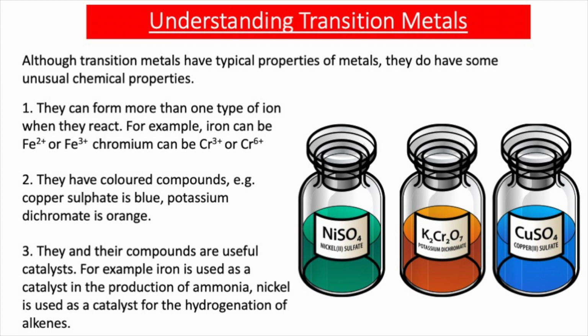So at GCSE, we want you to be aware that transition metals have typical metallic properties. They have high melting points, conduct electricity, conduct heat, are malleable, ductile, etc. But we also want you to be aware that transition metals have these special chemical properties. For example, their ability to form more than one type of ion, their ability to have coloured compounds, and the fact that transition metals are able to speed up chemical reactions as metals and also as metal compounds, their catalytic properties.